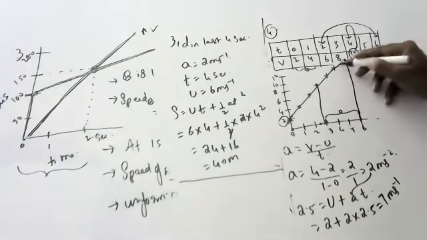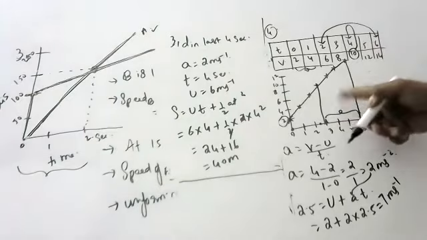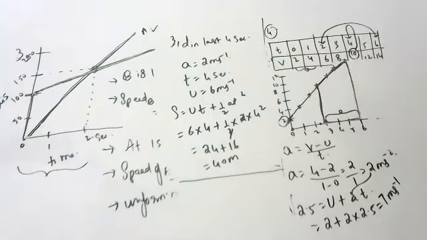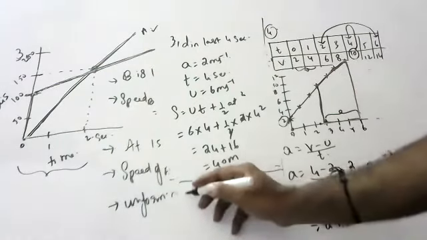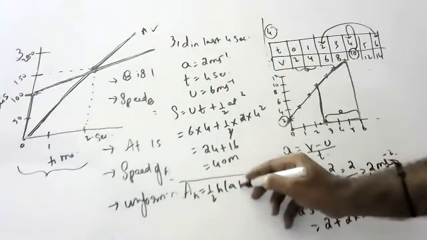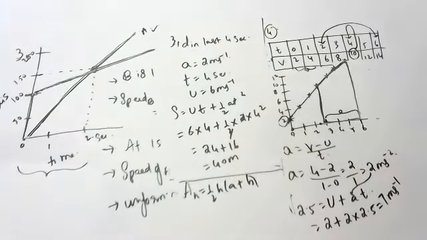6 is 14, children. What is the shape, children? Anyone? Trapezium. Area of trapezium formula? Half h into a plus b. Half h into a plus b, children.